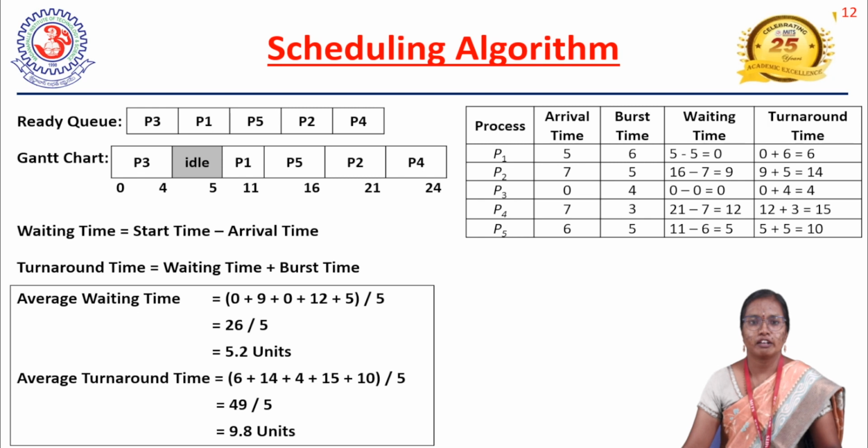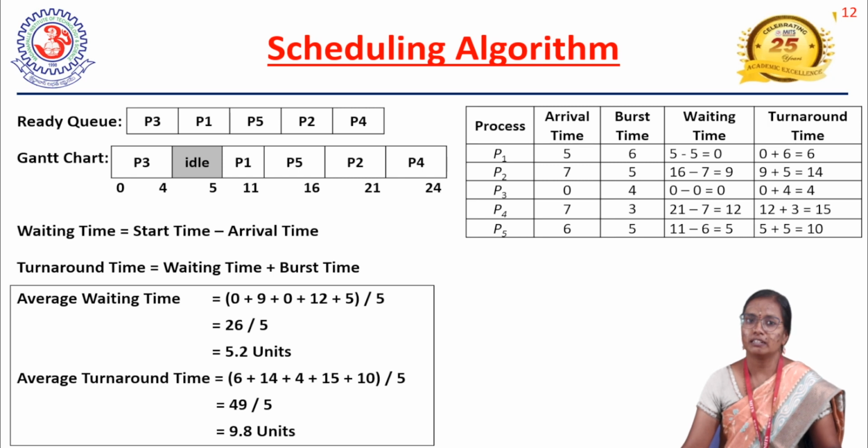So first you have to write the ready queue. In the ready queue, all the processes are arranged. Here, arrival time is very important. The first process, P3, arrived first. That arrival time is 0. That's why in the ready queue, P3 has to be placed first.